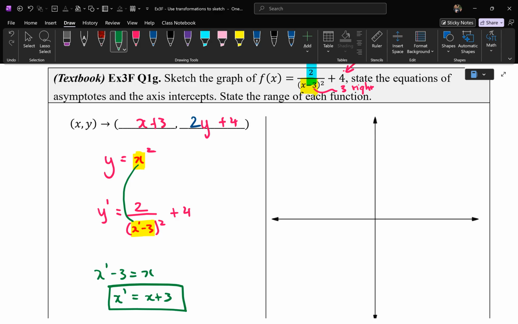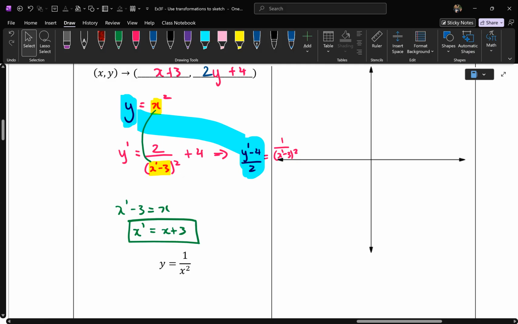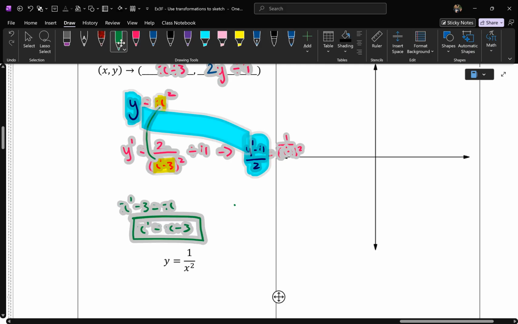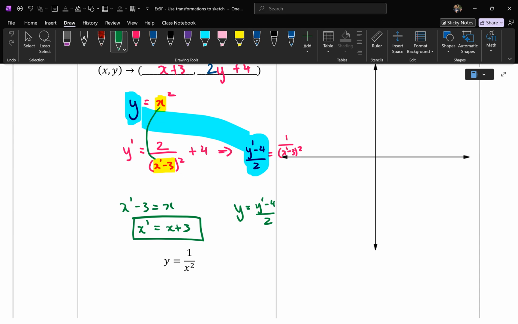Okay? And then same thing with the y's. If you move everything across, you should get (y dash minus 4) all over 2 is equal to 1 over (x dash minus 3) squared. And then you match these two. If you match those two, that's how we get that 2y plus 4. So you can see y is equal to (y dash minus 4) all over 2, times 2 to both sides to get rid of the fraction. Add 4 on both sides to get rid of the minus 4. And that is how you guarantee that you know the transformation.